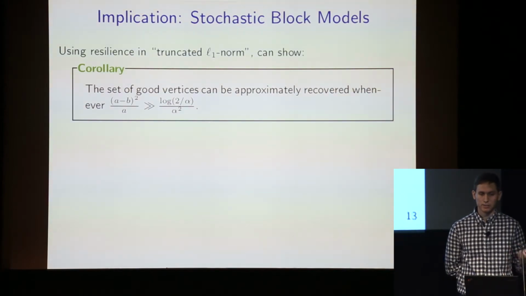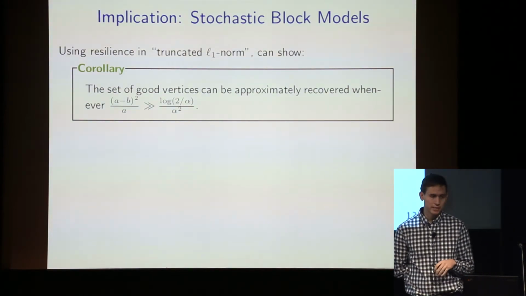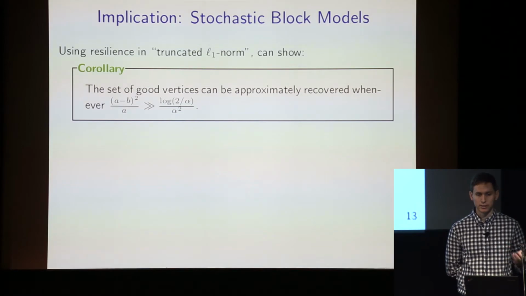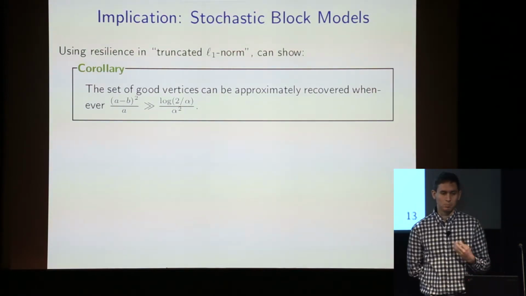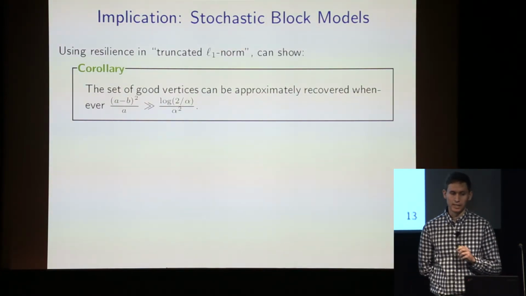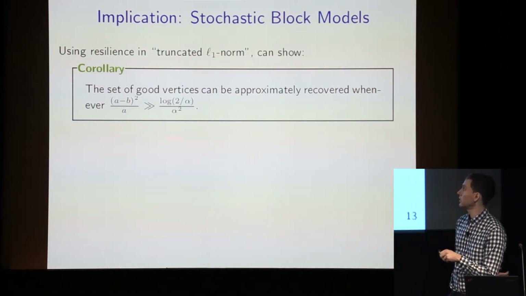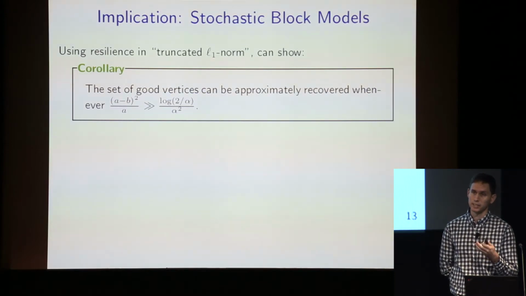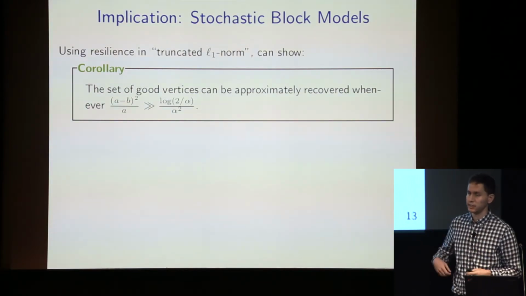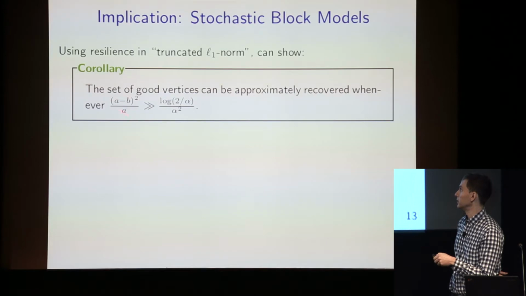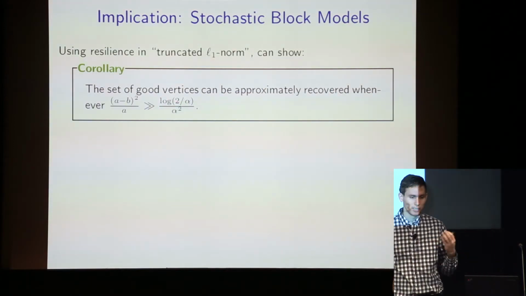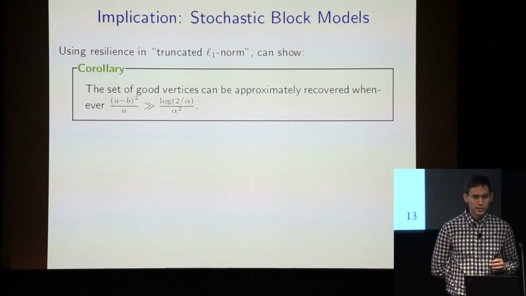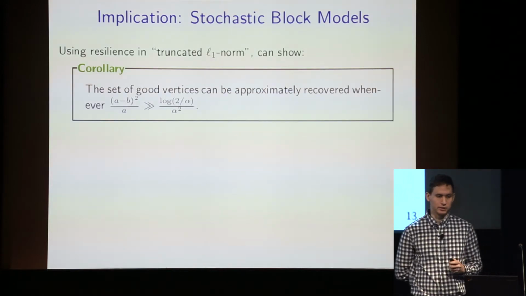And using resilience in a sort of truncated version of the L1 norm, we can show that the set of good vertices can be approximately recovered whenever this criterion holds. So this is basically a minus b. This is the difference between the internal and external degree of the good sets. So this is saying, if this gap normalized by the average degree is large compared to 1 over alpha squared, which is the size of the set, then we're going to recover things.